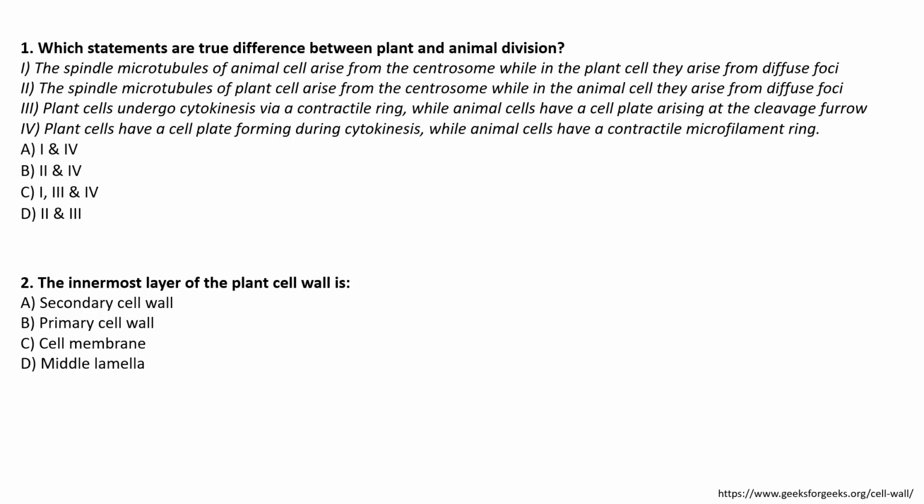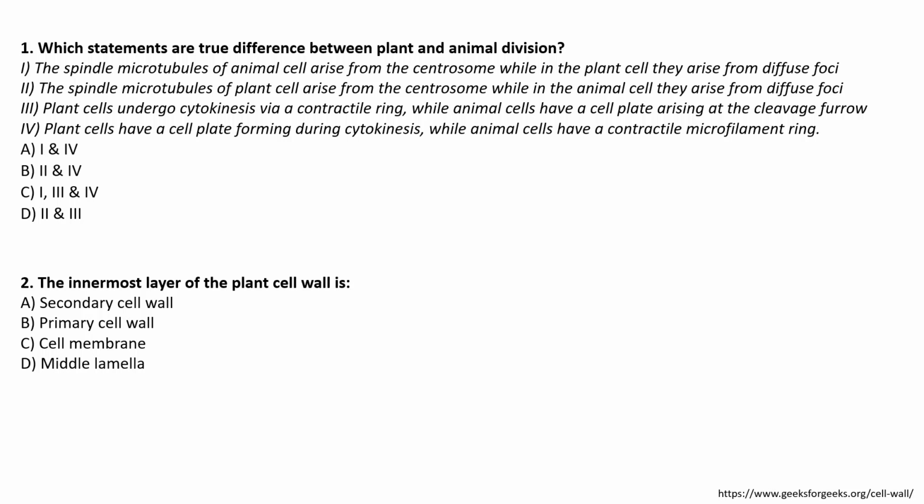So the innermost layer of the plant cell wall is which of these? Do you guys remember? So this one's a bit counterintuitive actually. Yeah, so one person's got it right. It's A, okay? It's the secondary cell wall.